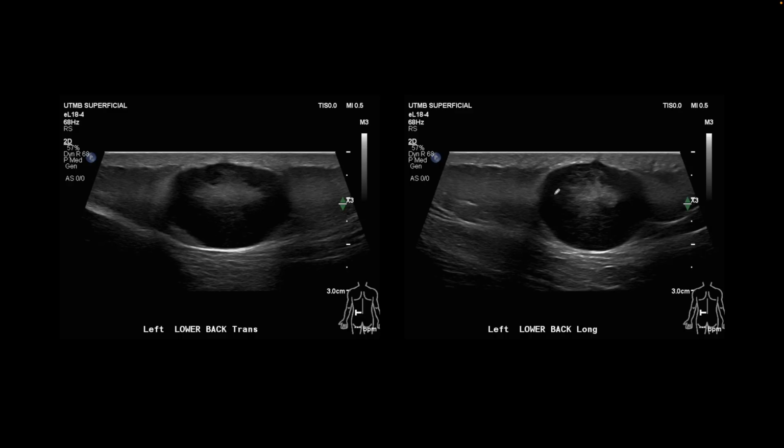This is our next patient. They presented with a lump on their left lower back, and an ultrasound was performed. There are two images from the ultrasound showing a hypoechoic focus that is subcutaneous in location with some internal debris. No color flow was seen on the color Doppler images. And on one of the images, a small connection is seen with the skin above that lesion, and so that makes it an epidermal inclusion cyst.